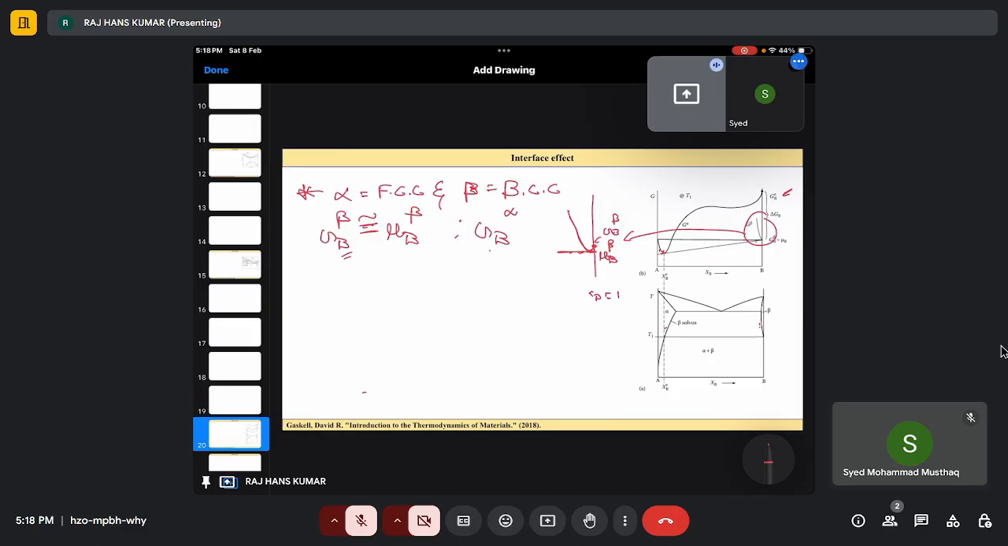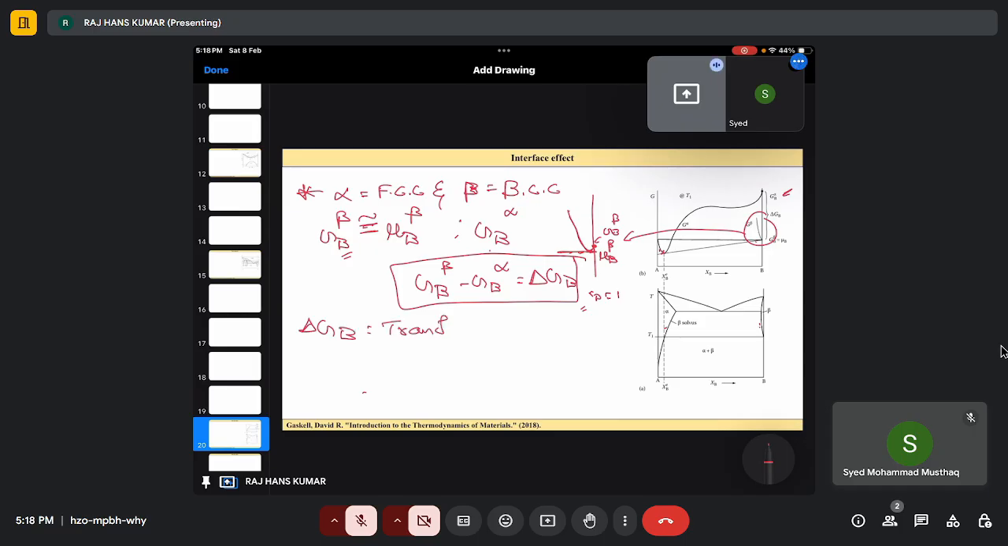Now GB beta minus GB alpha. It is delta GB. What is this? This is the transformation of beta BCC into alpha BCC at a given temperature. Okay, I will write it again.